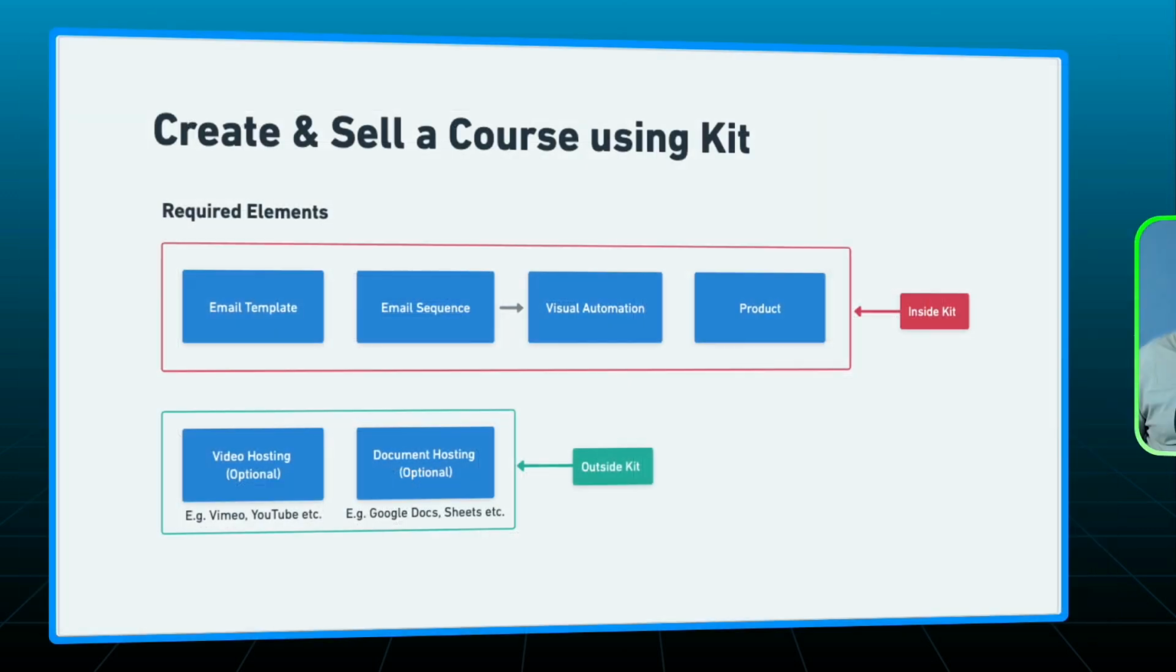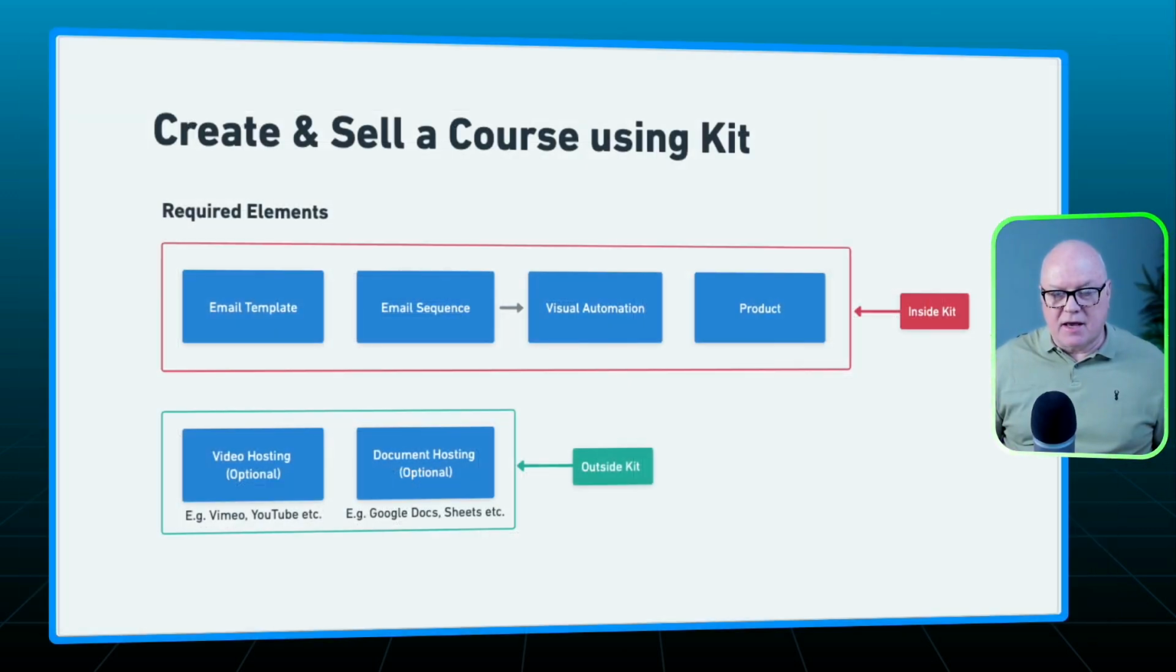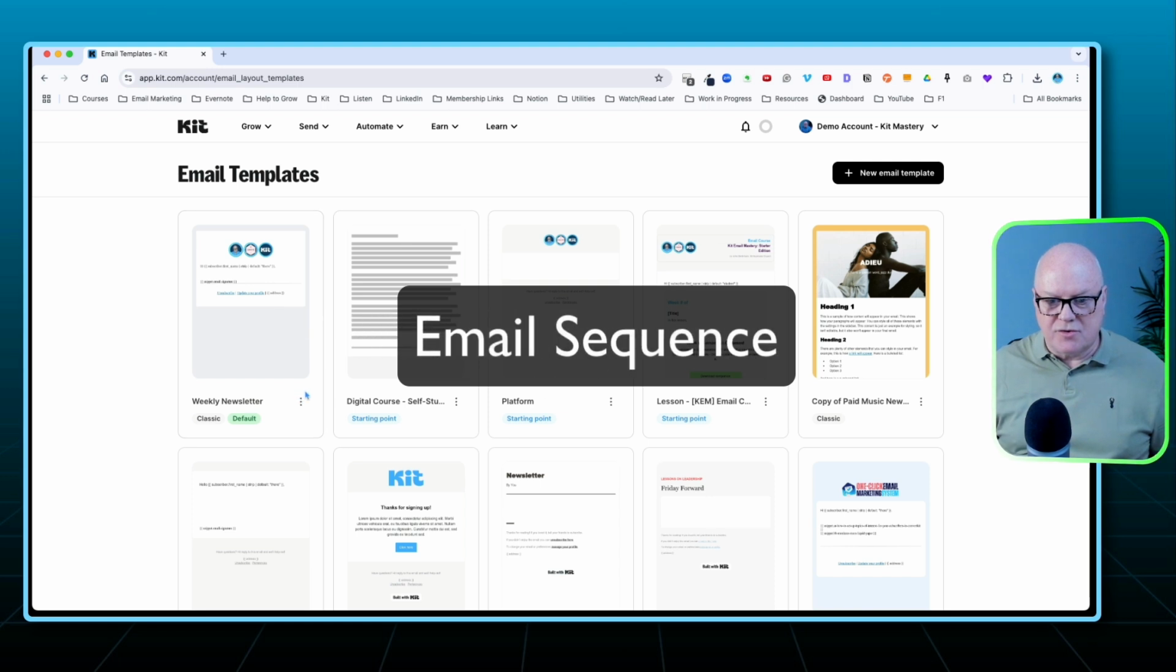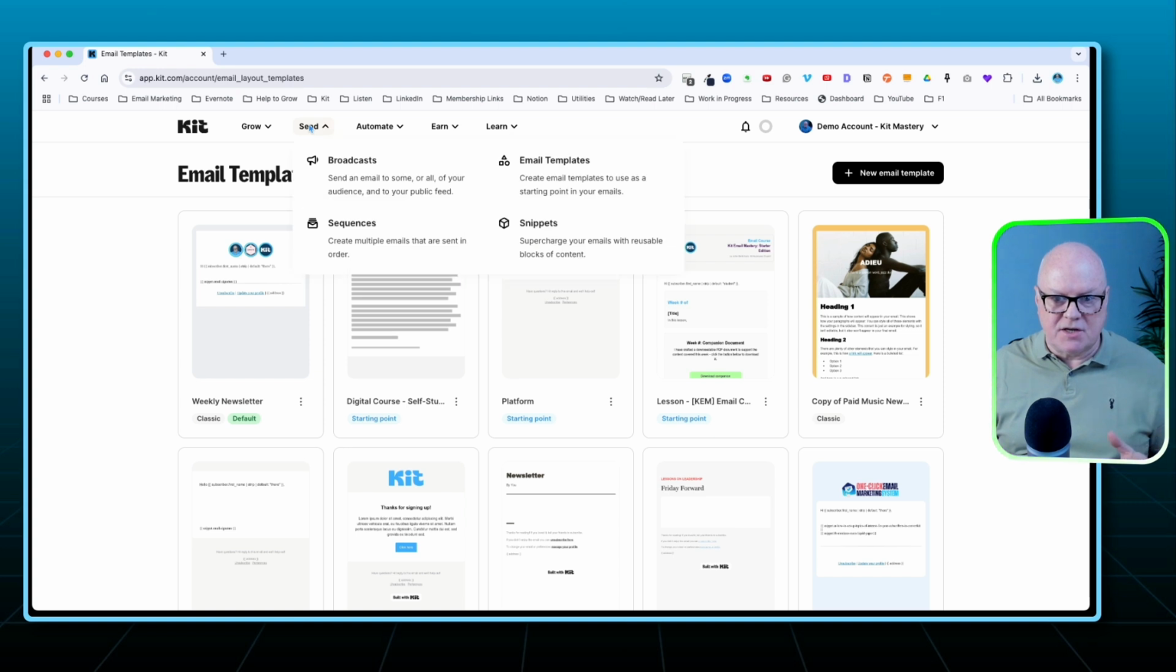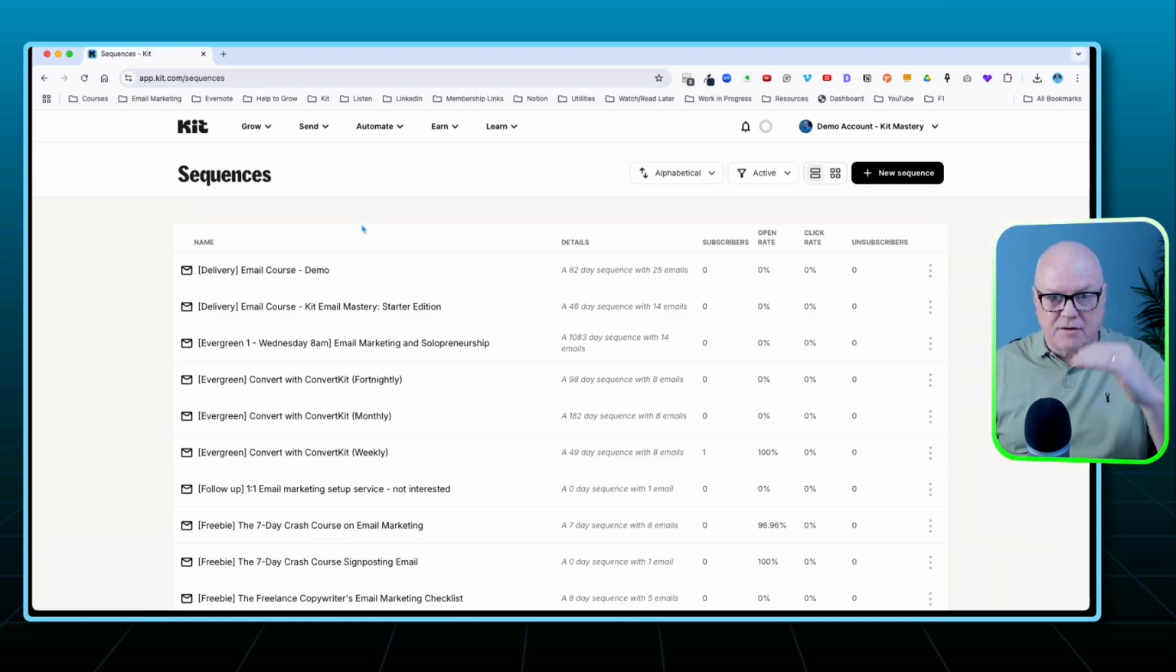So if I just go back to the elements that we're going to create, the next one at the top after email template is the email sequence. I'm now going to show you how to create an email sequence inside Kit. If you're not familiar with what an email sequence is, it's essentially a series of emails that go out one after another at a predetermined interval.